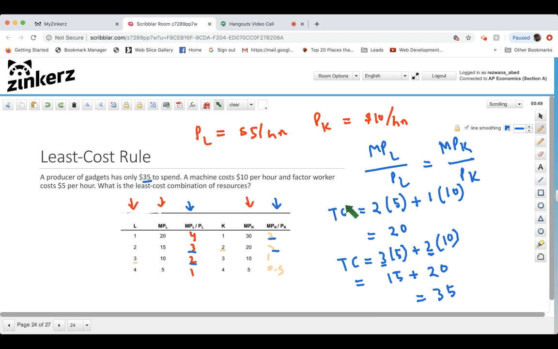So this is why we were trying to find out if I used up my entire budget by doing this. For each one of those combinations, I saw whether they were using up my entire budget. So this one uses my entire budget of $35. So the perfect combination, or the cost-minimizing combination for me, is to use 3 workers and 2 machines.